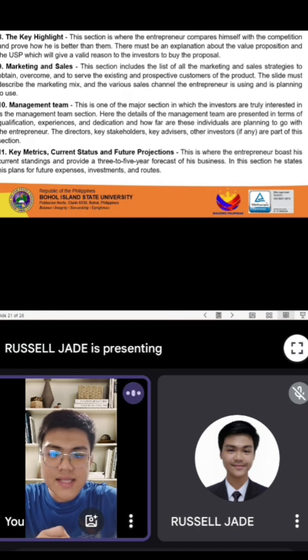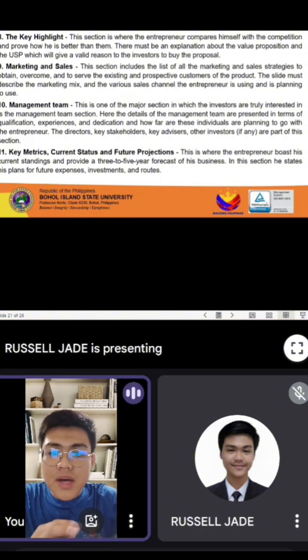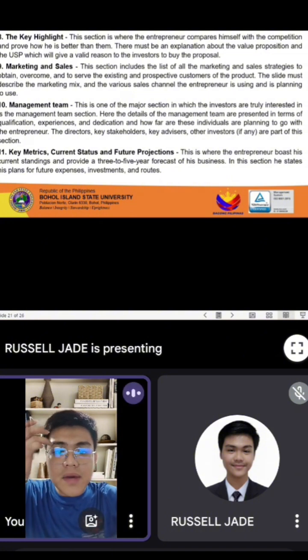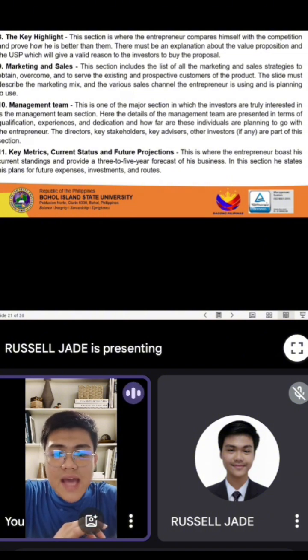This is one of the major sections in which investors are truly interested. Here the details of the management team are presented in terms of qualifications, experiences, and dedication, and how far these individuals are planning to go with the entrepreneur. The directors, key stakeholders, key advisors, and other investors, if any, are part of this section. Then lastly are the key metrics, current status, and future projections. This is where the entrepreneur boasts his current standing and provides a 3 to 5 year forecast of his business.